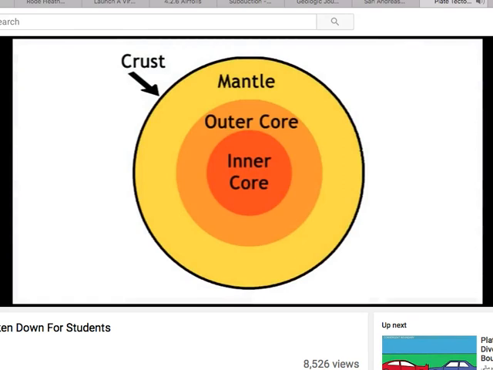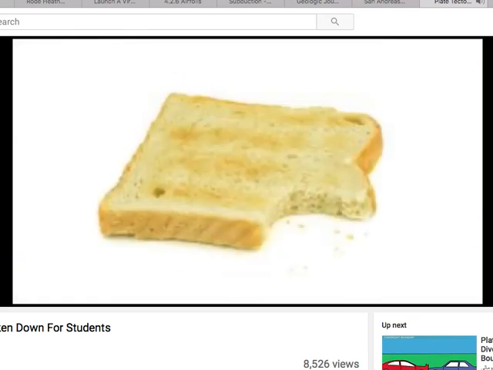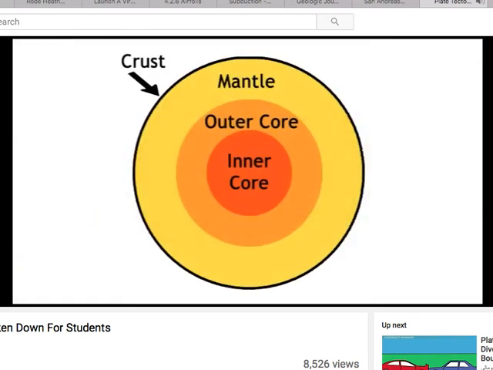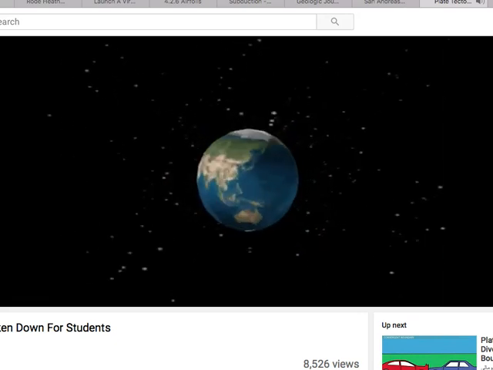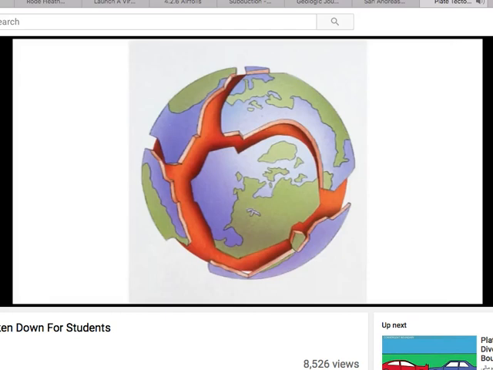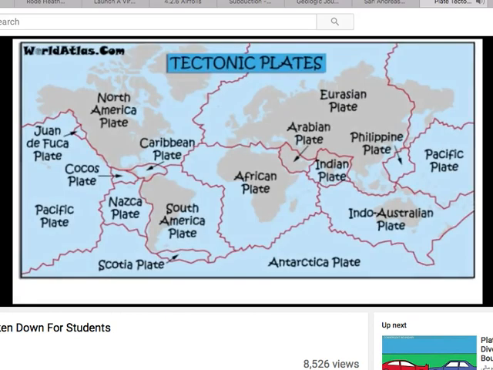The 4th layer is called the crust. Like the crust of a piece of toast, the crust of the Earth is the hardest and outermost layer of the Earth. We live on the crust. Crust is not a perfect ball. It is broken up into many pieces called plates. These plates fit together like puzzle pieces around the Earth.